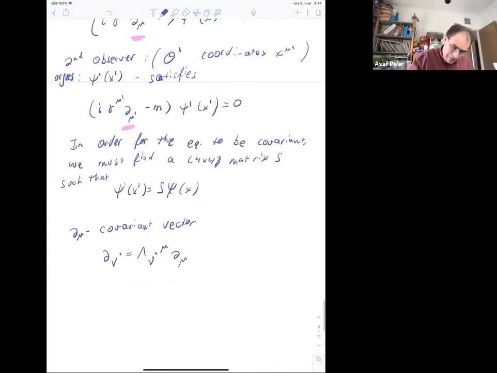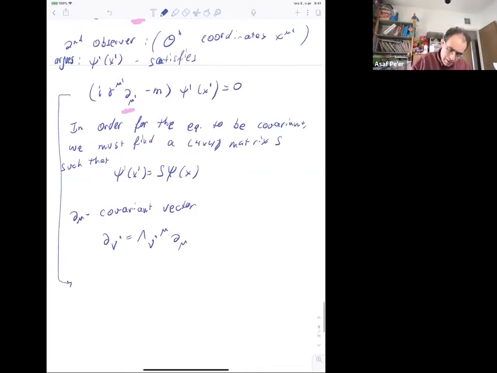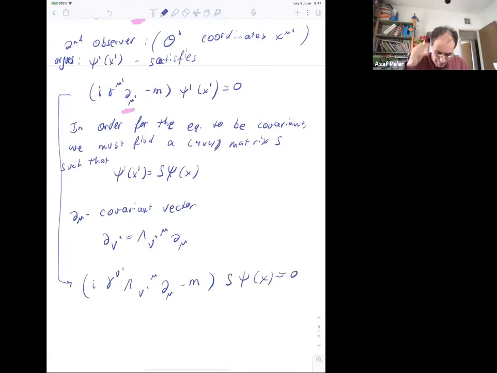Then I write down this equation, the Dirac equation in the second observer's frame. It will be written as i. Rather than mu prime, I can write this nu prime. So it will be i gamma nu prime, lambda nu prime mu, partial derivative mu, minus m, and then S psi of x is equal to 0. Okay, now everything is in order.